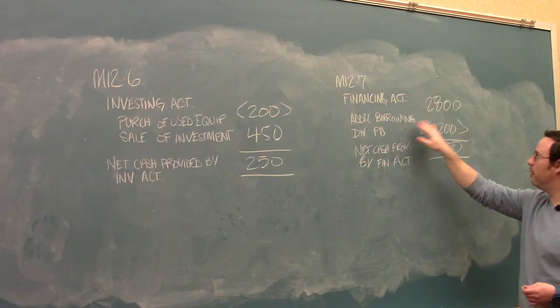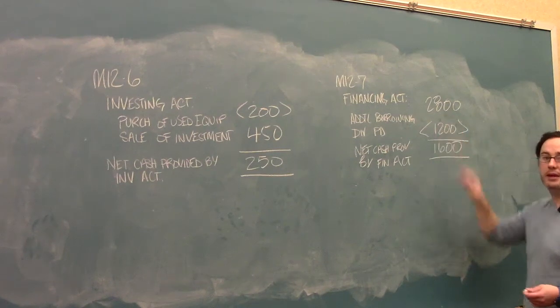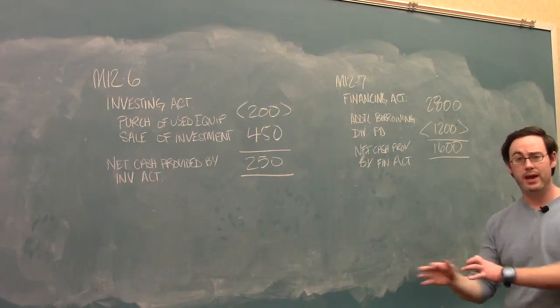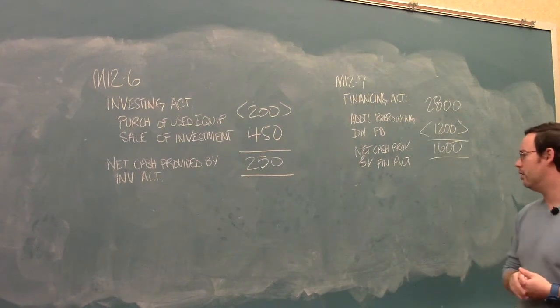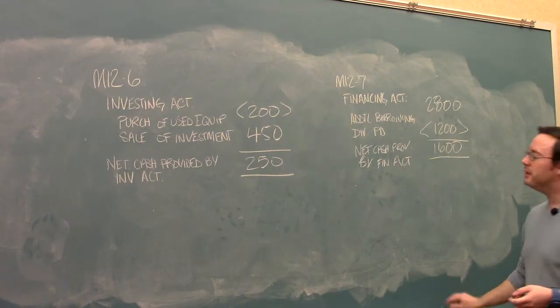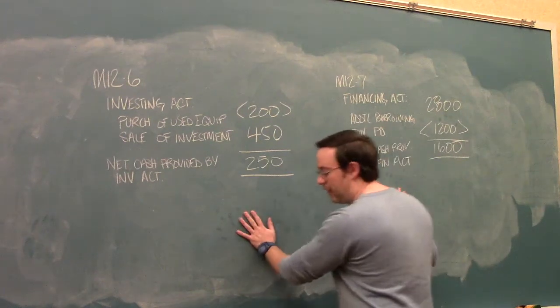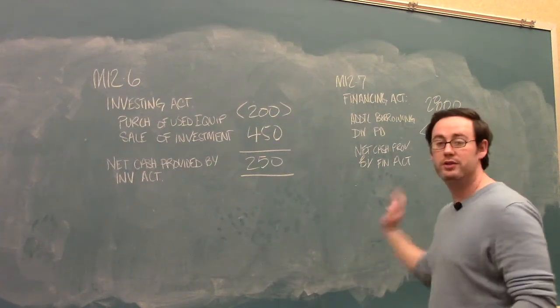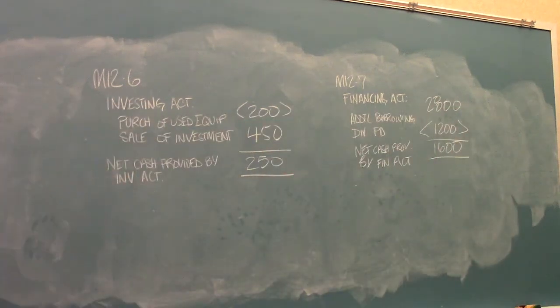Notice how the additional borrowing was an inflow. Why? Because we are signing a note, we're signing a loan, we're issuing a liability, and we get cash, so we're financing our operations. These are the other two sections of the statement of cash flows. Learn them, they will be on your exam. If you have any questions, please feel free to let me know.